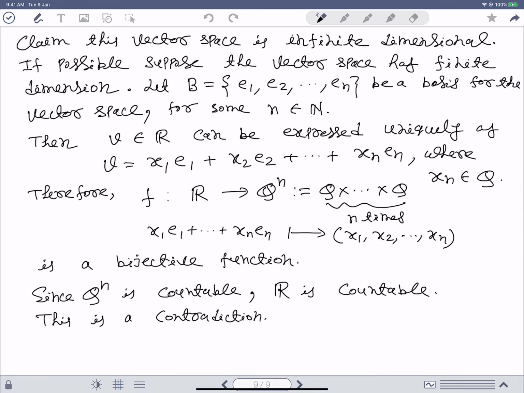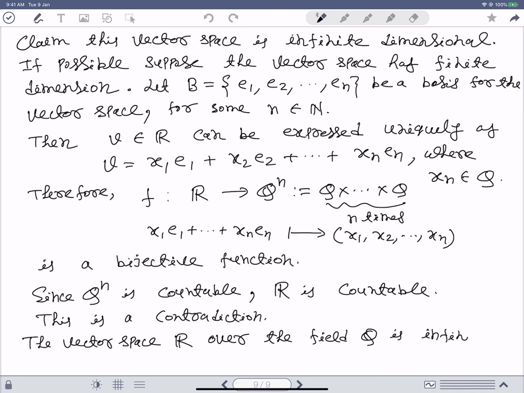So we assumed that this vector space, that is the vector space R over the field Q, is finite dimensional, and we got a contradiction. Therefore the vector space R over the field Q is infinite dimensional. That means if you have a basis for this vector space, then that collection should be infinite.